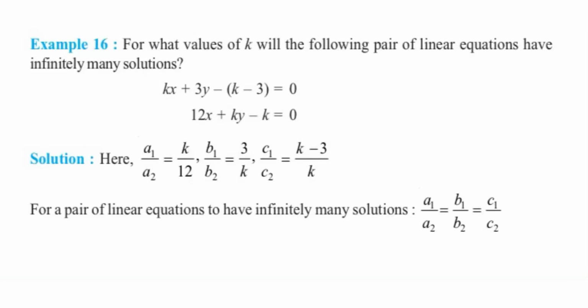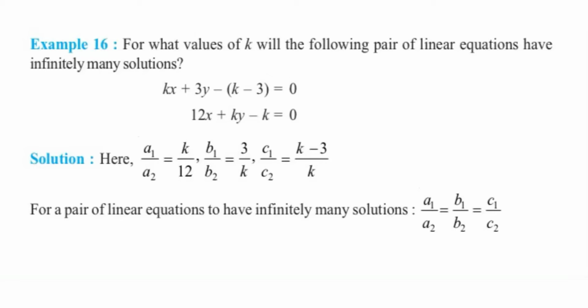Example 16. For what values of k will the following pair of equations have infinitely many solutions? So here two equations are given: kx plus 3y minus k minus 3 is equal to 0 and 12x plus ky minus k is equal to 0. And we have to obtain the value of k. The condition given to us is that they have infinitely many solutions.